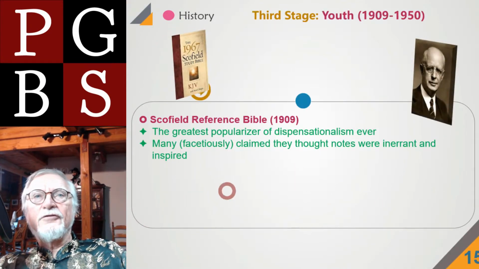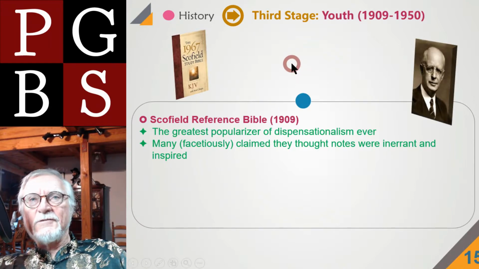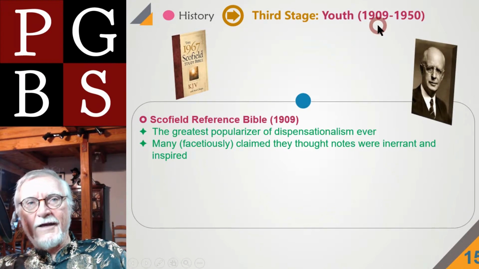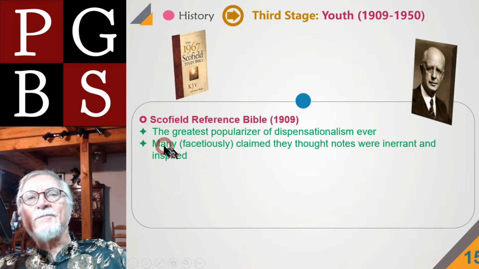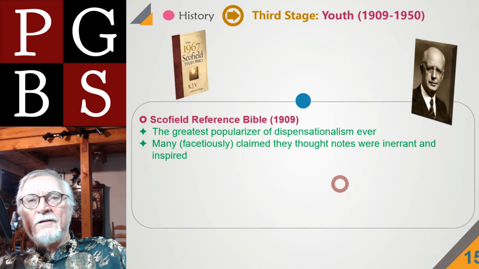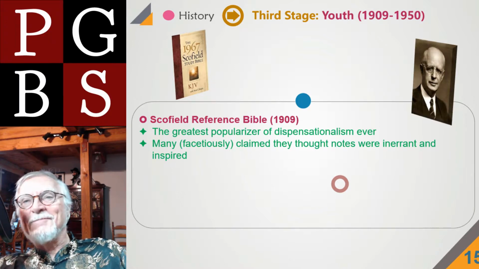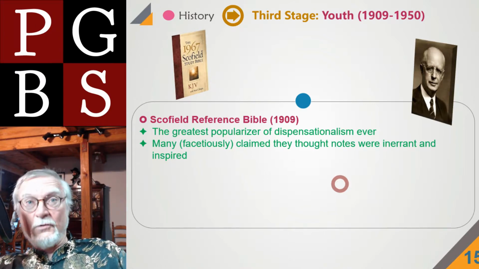All right, now let's go to the third stage of dispensationalism, which is the youth of the movement between 1909 and 1950. The beginning of this period is 1909 because this man right here, C.I. Scofield, he published the Scofield Reference Bible. This has been the greatest popularizer of dispensationalism ever. Even though it was a Bible with just notes in it, Reformed scholars will quote it all the time and say, it's Scofield's note number so-and-so. In other words, it rose to the level of theological and scholarly importance.